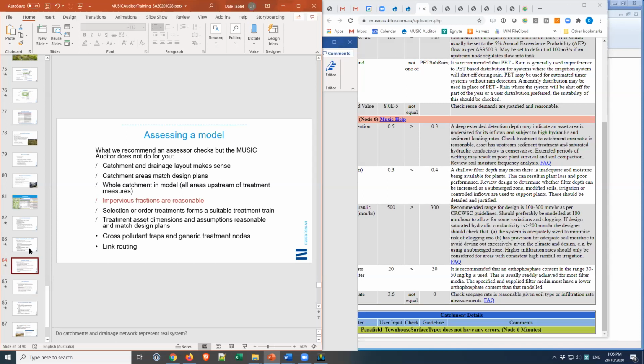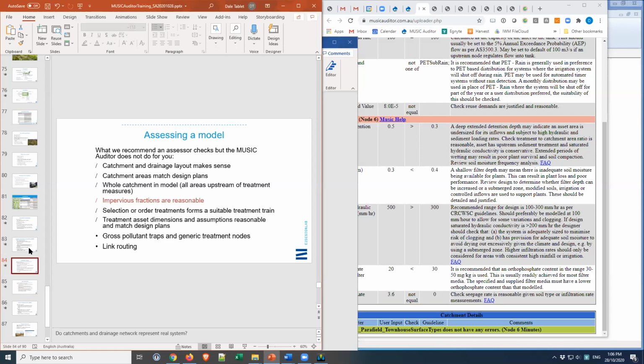It won't check your impervious fractions, and this is important because they're probably the most influential parameter in the whole MUSIC model. Besides obviously the catchments and so forth, the impervious fraction will have a big impact on your flow and consequently on your loads coming through. So if there's one area where it's worth spending a bit of time getting your model accurate, this is where I'd put it. Trying to get those estimates as good as you can for what is the impervious fraction of those catchments.